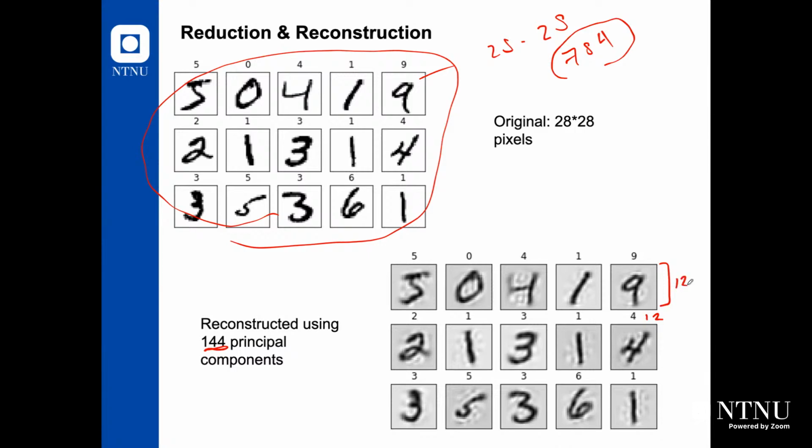So now I reduce the dimension from 28 times 28 to 12 times 12, and I reconstruct the image one more time. When we reconstruct the image, we can still see it. So this one is still 5, this one is still 0, 4, but the resolution is much less because we do compression. So in reality now you are storing your image in 144 pixel values. Imagine each pixel value is stored in one byte. So it will be 144 bytes instead of 784 bytes.